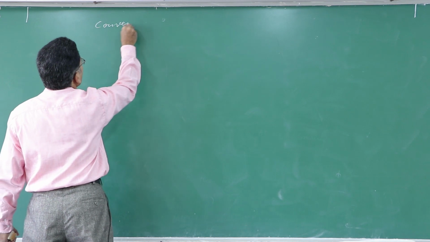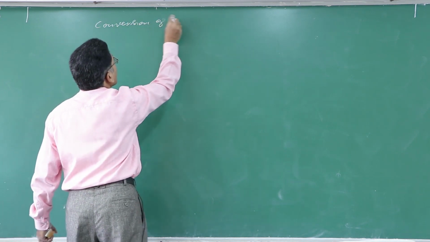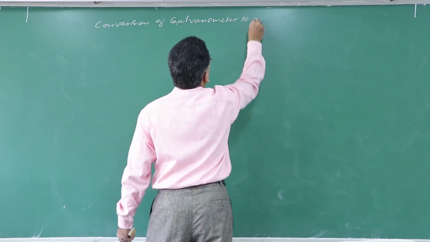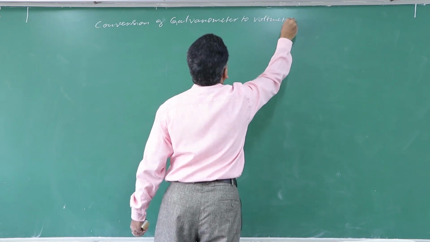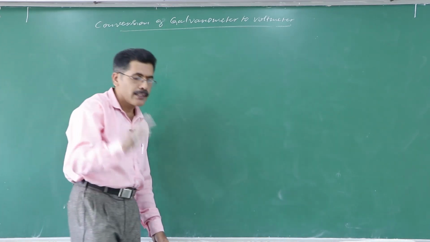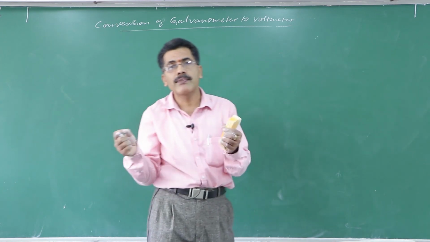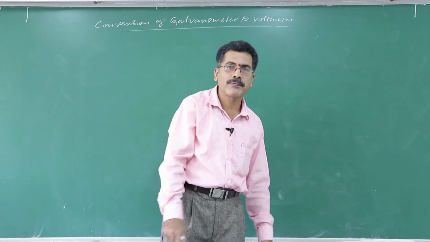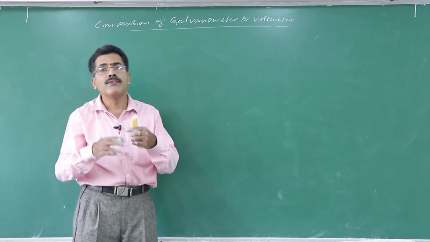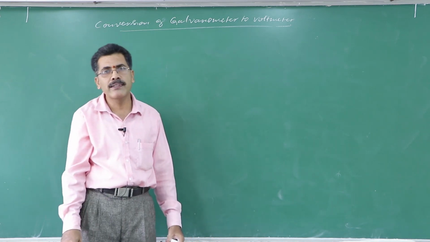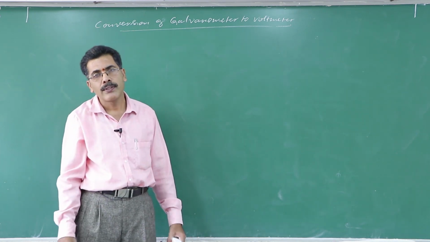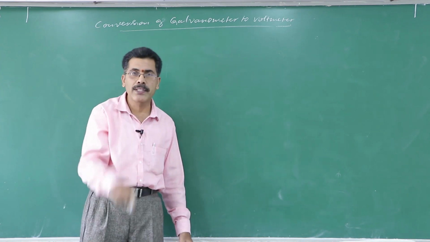Conversion of galvanometer to voltmeter. What is a voltmeter? A voltmeter is a device used to measure potential difference across any 2 points in the circuit. An ideal voltmeter is one which has infinitely high resistance. Its resistance is very high. We generally take it as infinity. That should be the resistance of an ideal voltmeter.